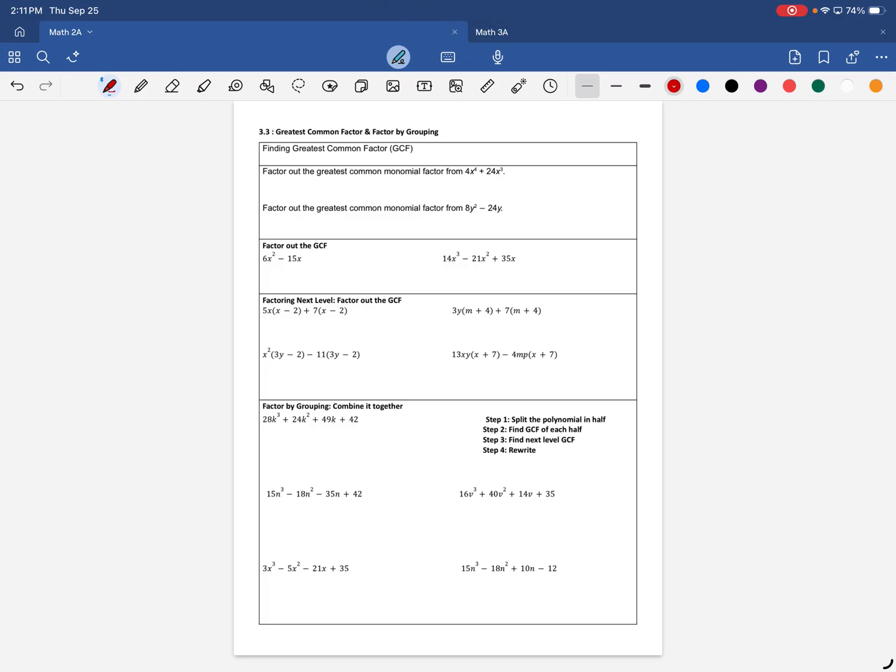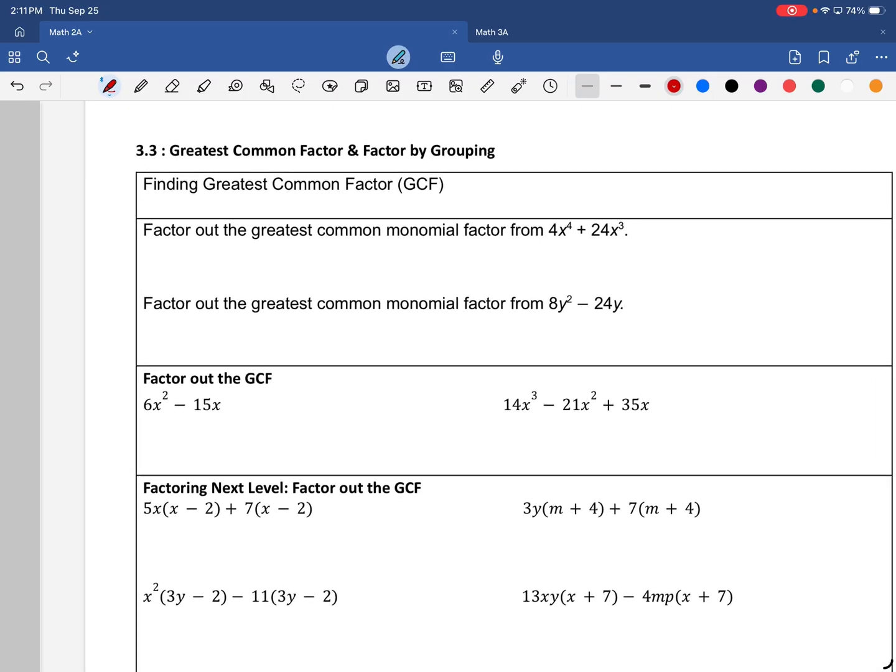Hello, good morning. Let's run a quick, super fast lesson through greatest common factor and factor by grouping. I hope some of this is already familiar, and I'm going to go kind of fast because I want you to have some good homework time. So feel free to ask questions when I come back and everything like that. Hopefully this is going to make sense.